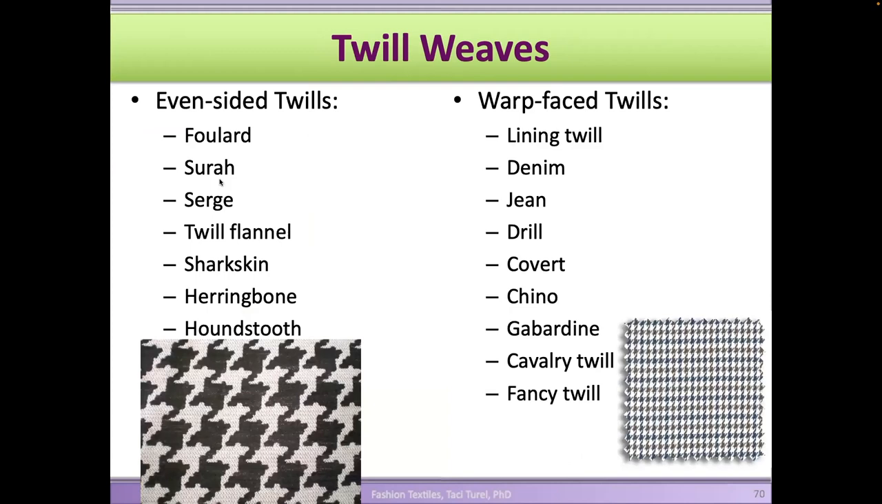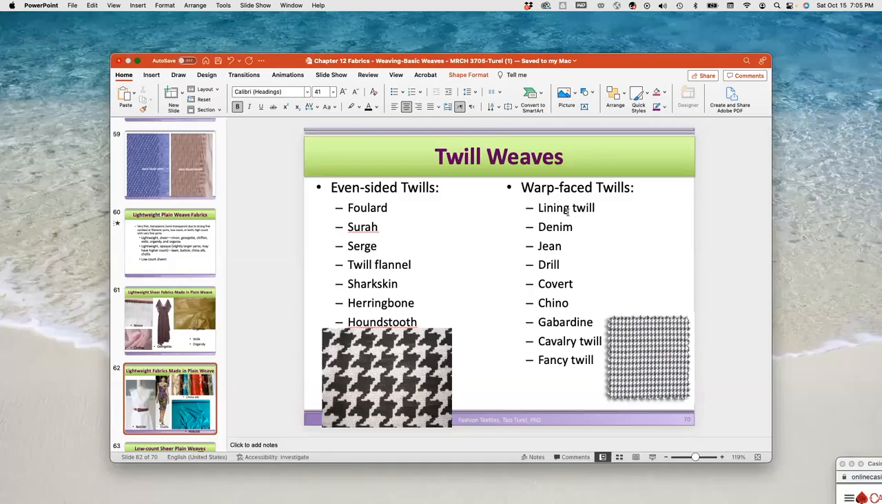And then twill, there are fabric names you will hear for the even-sided twills, like serge, twill, flannel, sharkskin, herringbone, houndstooth. This is a houndstooth twill because of that pattern. And then warp-faced twills can be like denim, jean fabrics, chino, gabardine, and so on. Okay, so those are the fabric names.